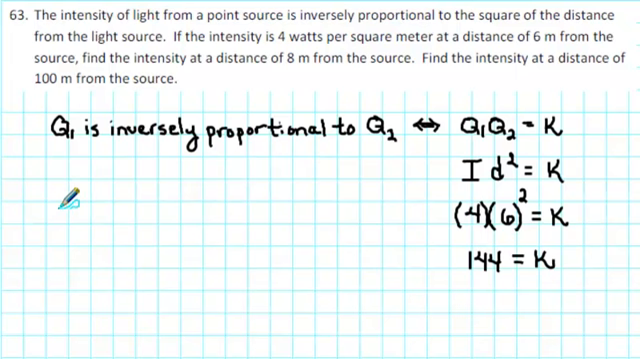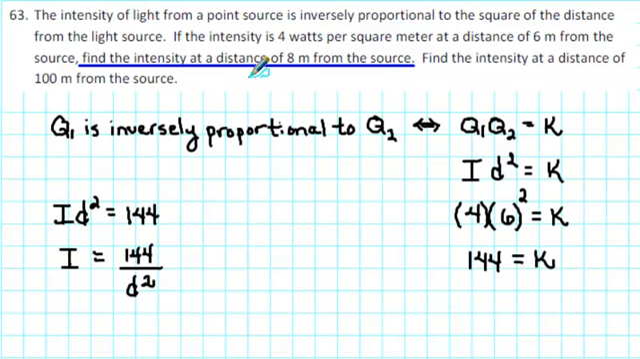So we can go ahead and write the relationship between the intensity and the distance from the light source as I times D squared is equal to 144. To write I as a function of the distance, we simply divide both sides by D squared, and we get I is equal to 144 divided by D squared.